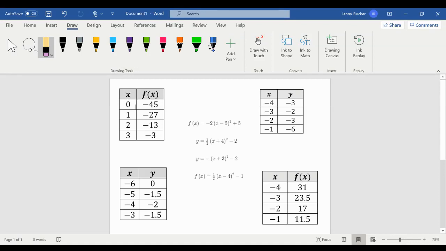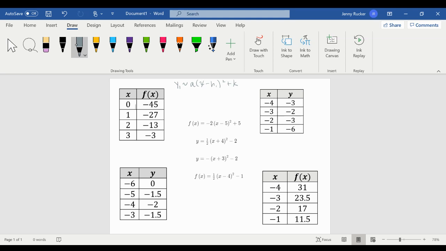In this problem, we are asked to match the tables with the corresponding vertex form. One option is to add the table into Desmos and have Desmos give us the vertex form equation by using y1 ~ a(x - h1)^2 + k. We can also look at some of the features that are evident in our table to help us match the corresponding vertex form equation. So let's take a look at our first table.